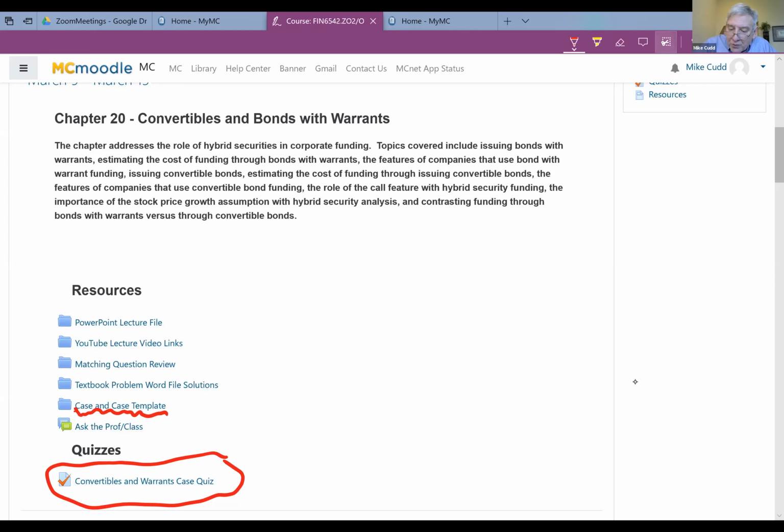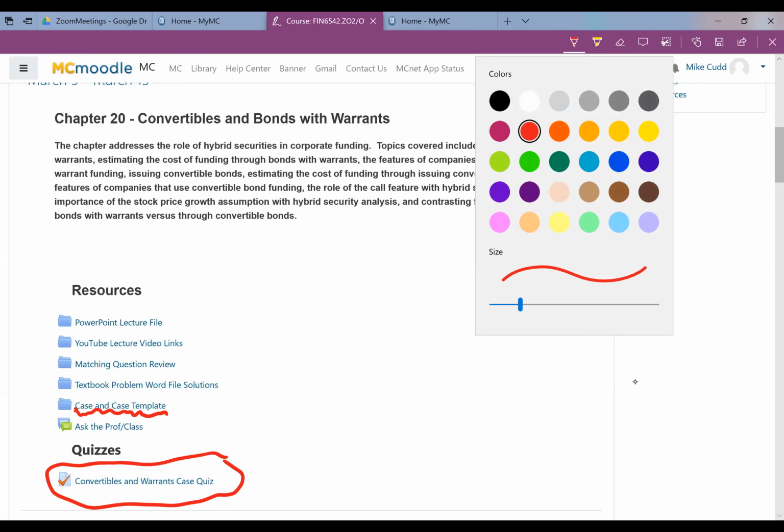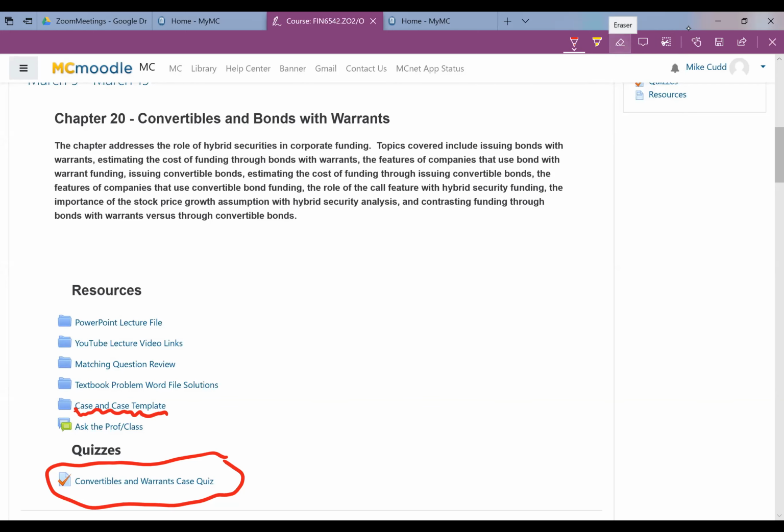Let me see if I can turn this pen off. I've got a whole new screen that's come up that I'm not used to seeing. Well, anyway. I will put you in teams of 3 students each.